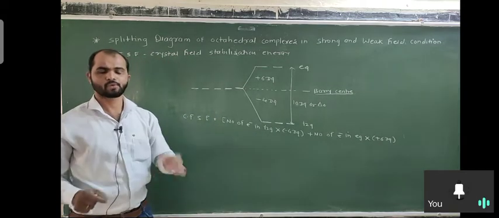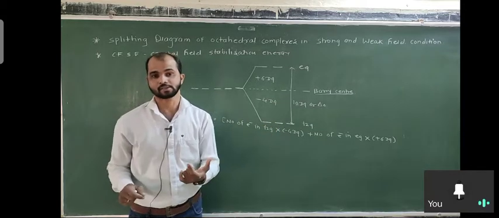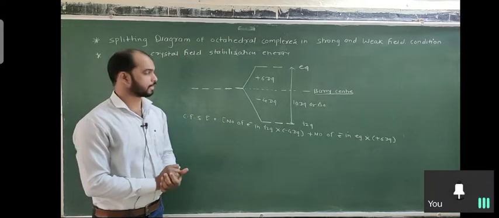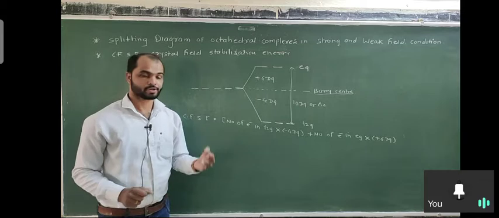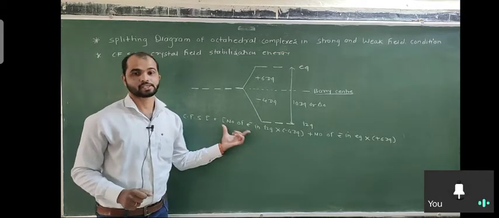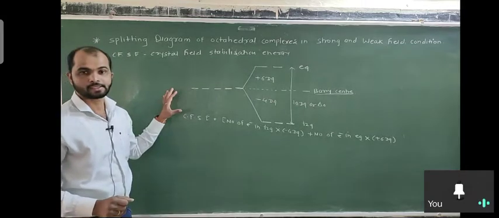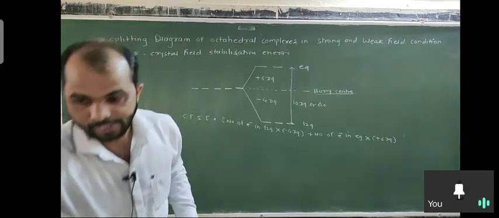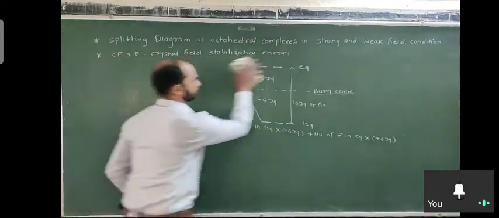It takes only 1 minute to calculate it for 1 mark. If you solve the question paper, you will see there are a number of questions based on it. The 1 mark question asked in examination is to calculate CFSE. So here we are going to discuss splitting as well as CFSE of the d1 to d10 systems in strong as well as weak field conditions.